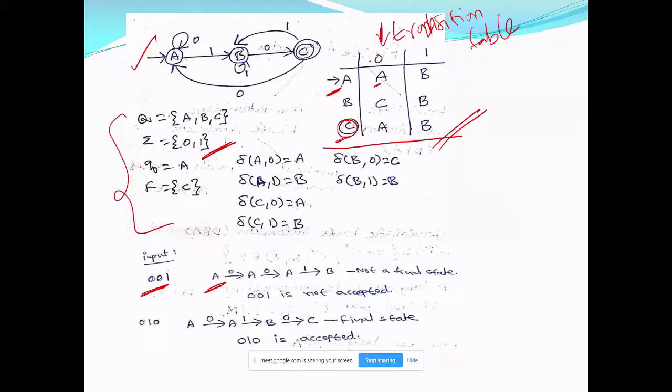Now delta, the transition function, is telling you if your current state is A and input is 0, then you have to go to A. So this is what it is saying. So A on 0 is going to A. My next input symbol is 0. So A on 0 is A. The next input symbol is 1. A on 1 is going to B.